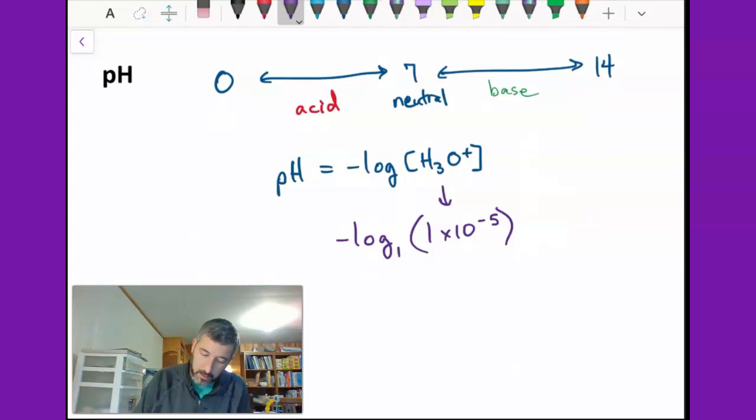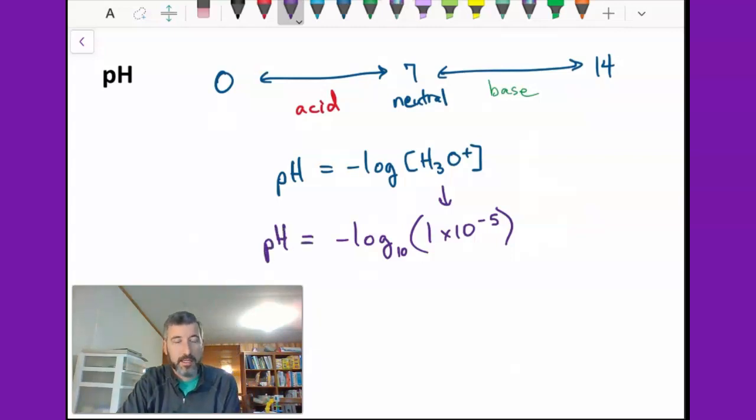And in this case, it's log base 10, but you don't really have to worry about that on most calculators because your calculator is just going to assume that it's log base 10. And again, I don't expect you to conceptually even understand what a log is, but I do need you to be able to calculate pH, and that's why I'm showing you this. Okay, so let's see if we can take the negative log of 1 times 10 to the minus 5.